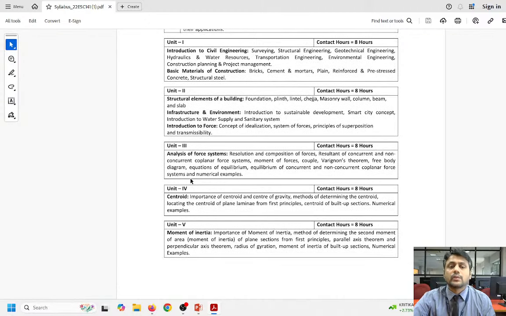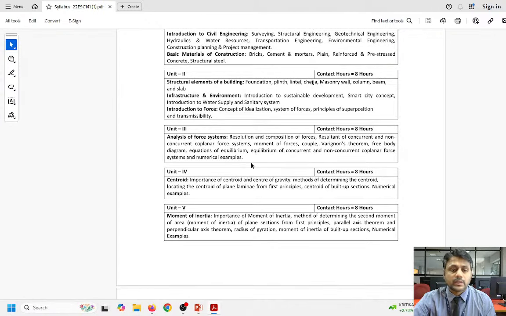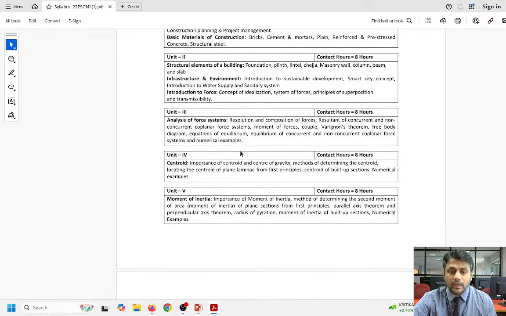Then we introduce engineering mechanics and the force system: forces, the resultant of a force, the equilibrium of a force, and related theorems. We go through the principles and theorems. And in the end, we also introduce to the students some of the cross-sectional properties which are important in engineering, namely centroid and moment of inertia. So this is the entire syllabus of this course.